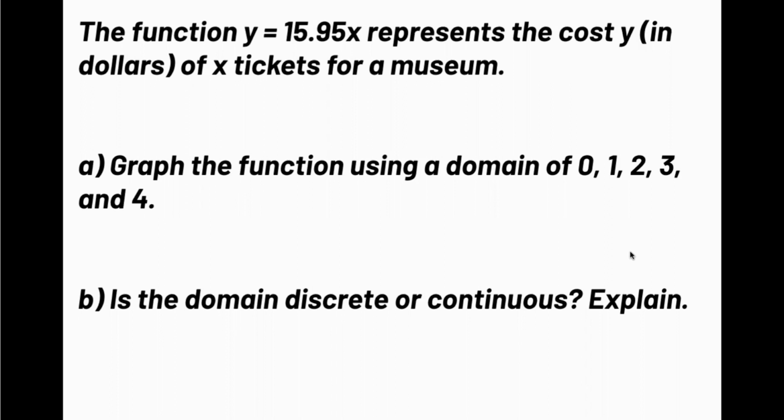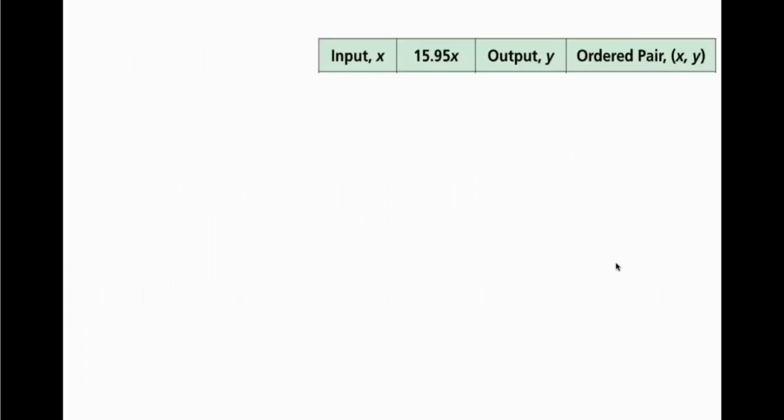So we're given that the function y equals 15.95x represents the cost y in dollars of x tickets for a museum. So for part A, they want us to graph the function using a domain of 0, 1, 2, 3, and 4. And B, they want us to figure out whether the domain is discrete or continuous and explain.